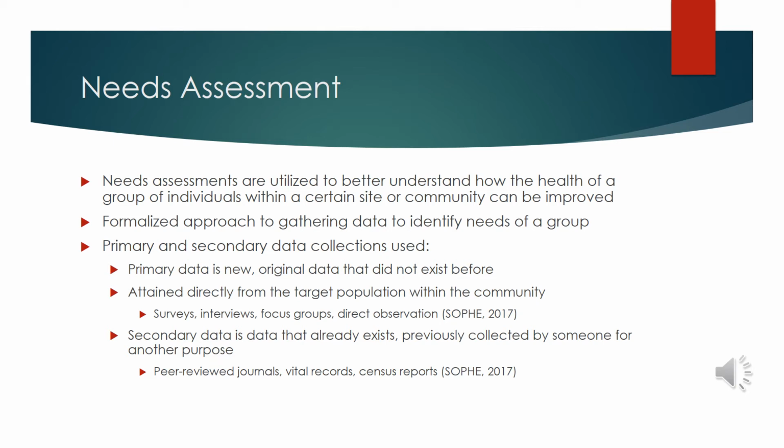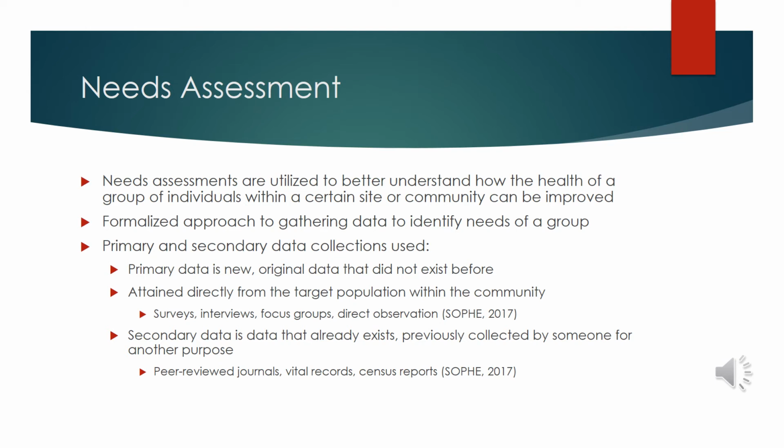This will be established by using primary and secondary data collection techniques to assess the target population for their quality of life and develop priorities for the Diabetes Health Promotion Program. Primary data is new, original data that did not exist before and will be obtained directly from the target population within the community. For example, by the means of surveys, interviews, focus groups, or direct observation.